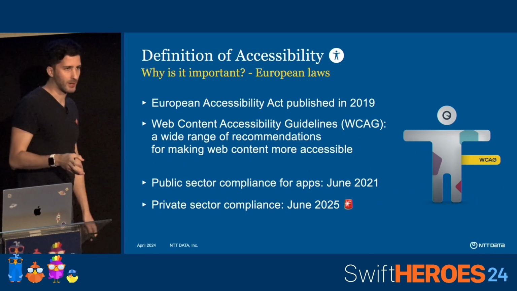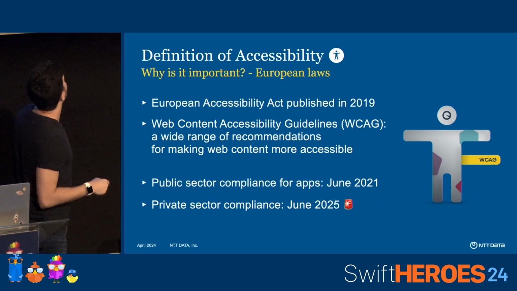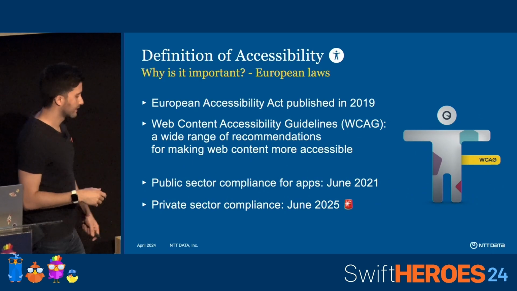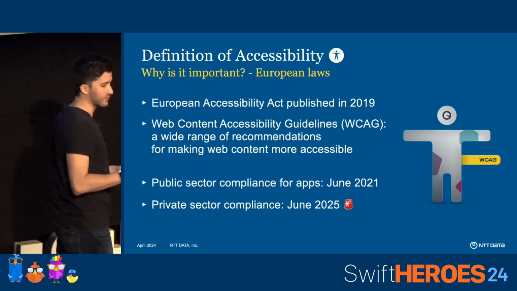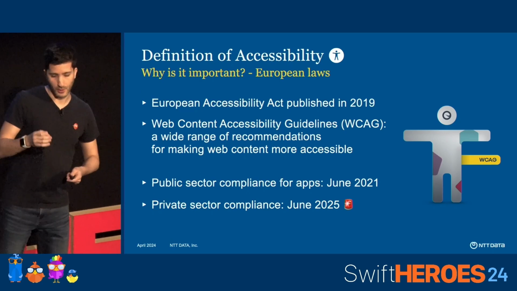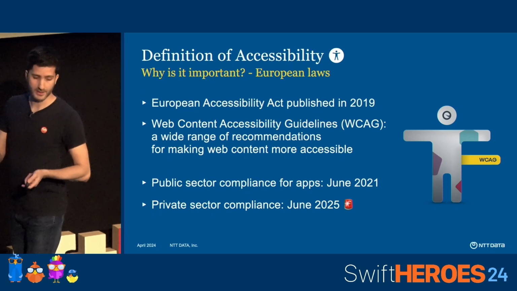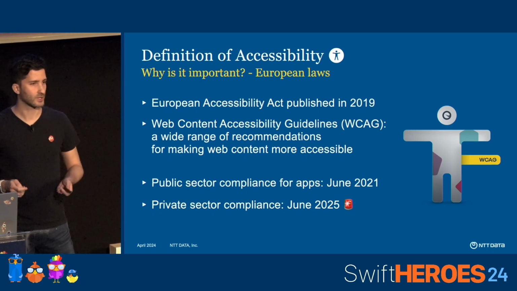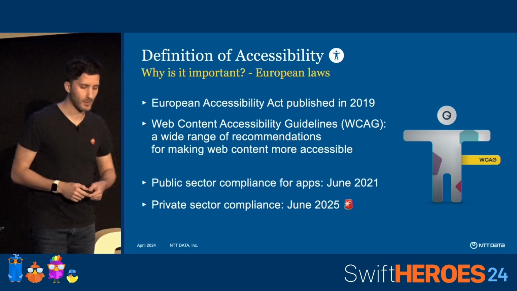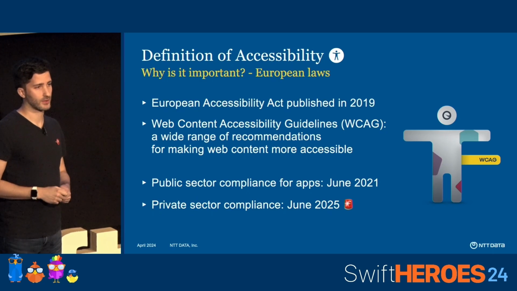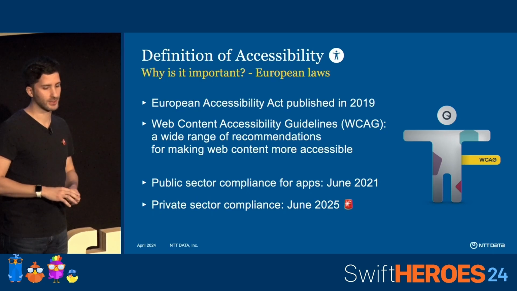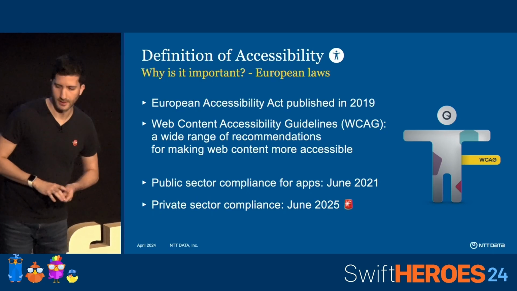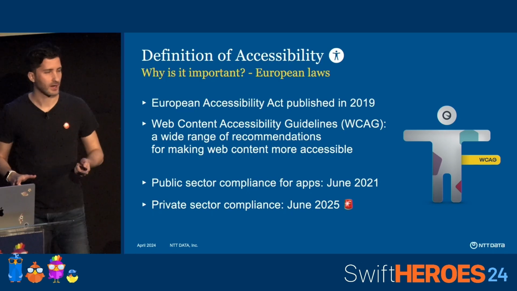The European Union published in 2019, with the European Accessibility Act, a set of guidelines and recommendations which have been required and active for public sector government apps and websites since June 2021, so it's 3 years ago. And we are next, because next year is going to be the private sector compliance, so our time is really running out.